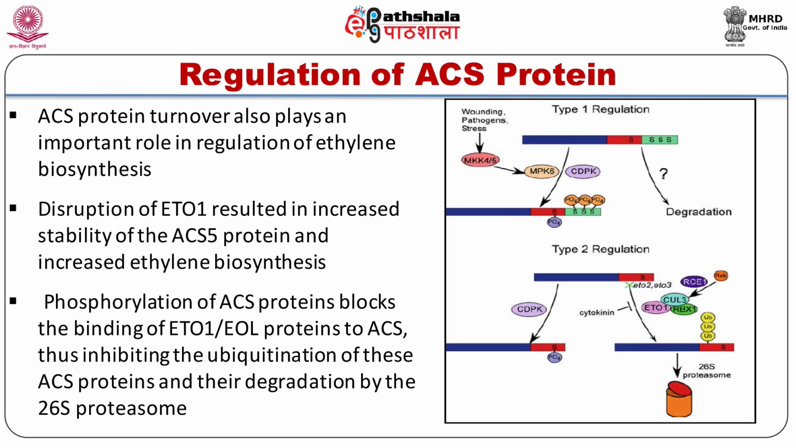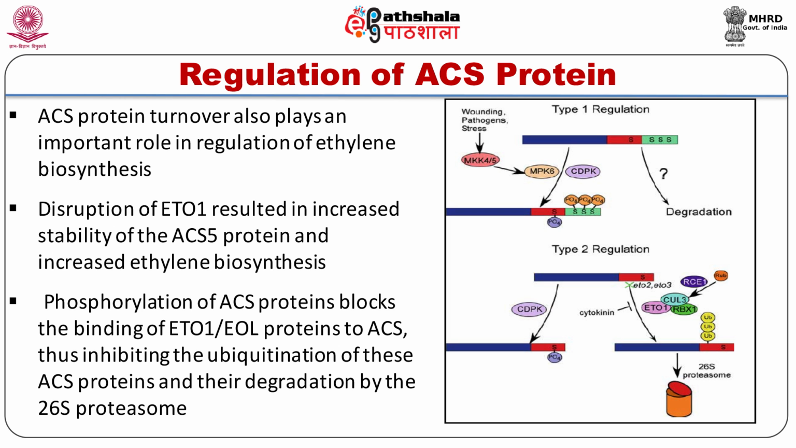ACS protein is rapidly degraded by the 26S proteasome via a C-terminal dependent mechanism. The disruption of ETO1 resulted in increased stability of the ACS5 protein and increased ethylene biosynthesis. Binding of ETO1 catalyzes the addition of ubiquitin moieties on the ACS substrate. Then the substrate is ubiquitinated by the ligase, targeting the protein for degradation by the 26S proteasome.